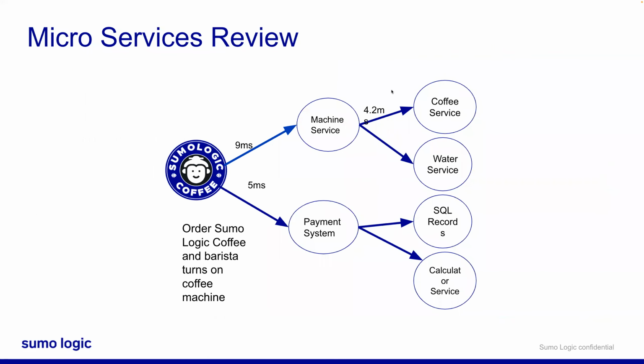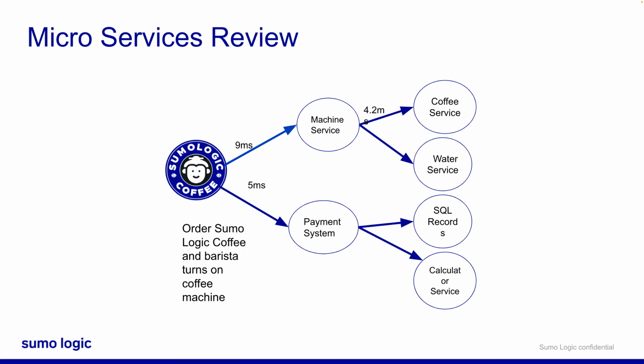Now, this is an example of those microservices. So what we see is, as mentioned, the customer places that order for the cup of coffee, and the barista turns on that coffee machine. The machine's going to take a moment to turn on. The payment service is going to be enacted because the system needs to figure out how much that cup of coffee cost. If they're ordering multiples, add them up. Is there tax involved? Things like that. And then on the top side, we have the machine service, which is actually just brewing the cup of coffee.